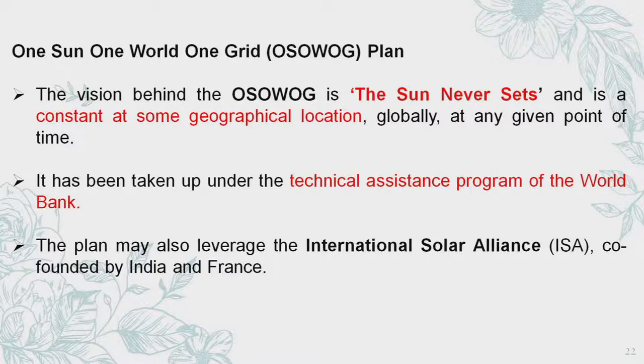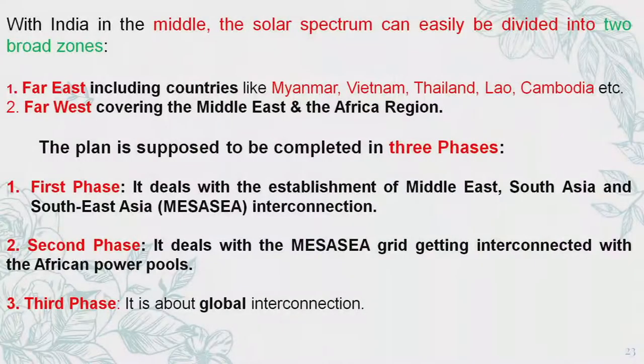The plan also gets leverage from the International Solar Alliance, co-funded by India and France. India and France jointly have a program called the International Solar Alliance. Nearly 121 countries are members of the program. So World Bank, ISA, the sun never sets, through which we are going to implement the scheme called One Sun, One World, One Grid plan. With India in the middle, the solar spectrum can be easily divided into two broad zones. Far East, comprising countries like Myanmar, Vietnam, Thailand, Laos, Cambodia. Far West, covering Middle East countries and the African region. So these are the two areas where the sun never sets.